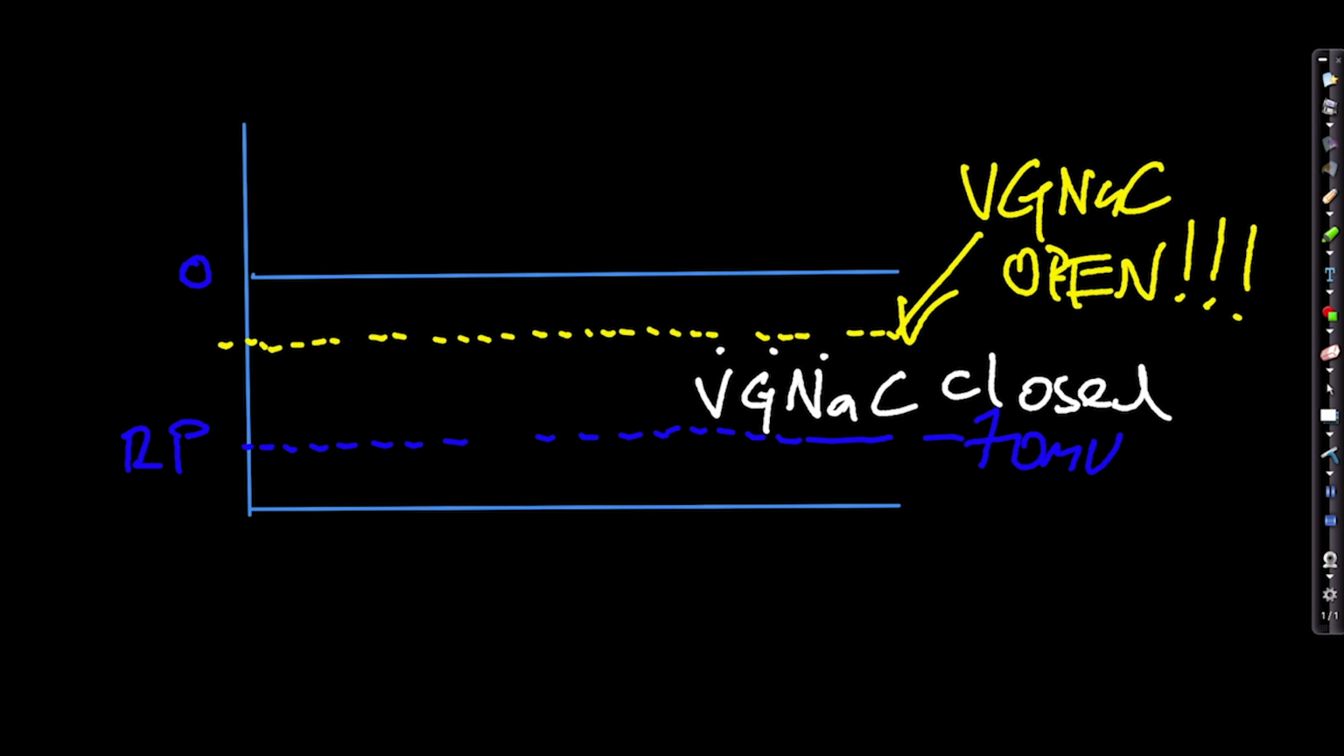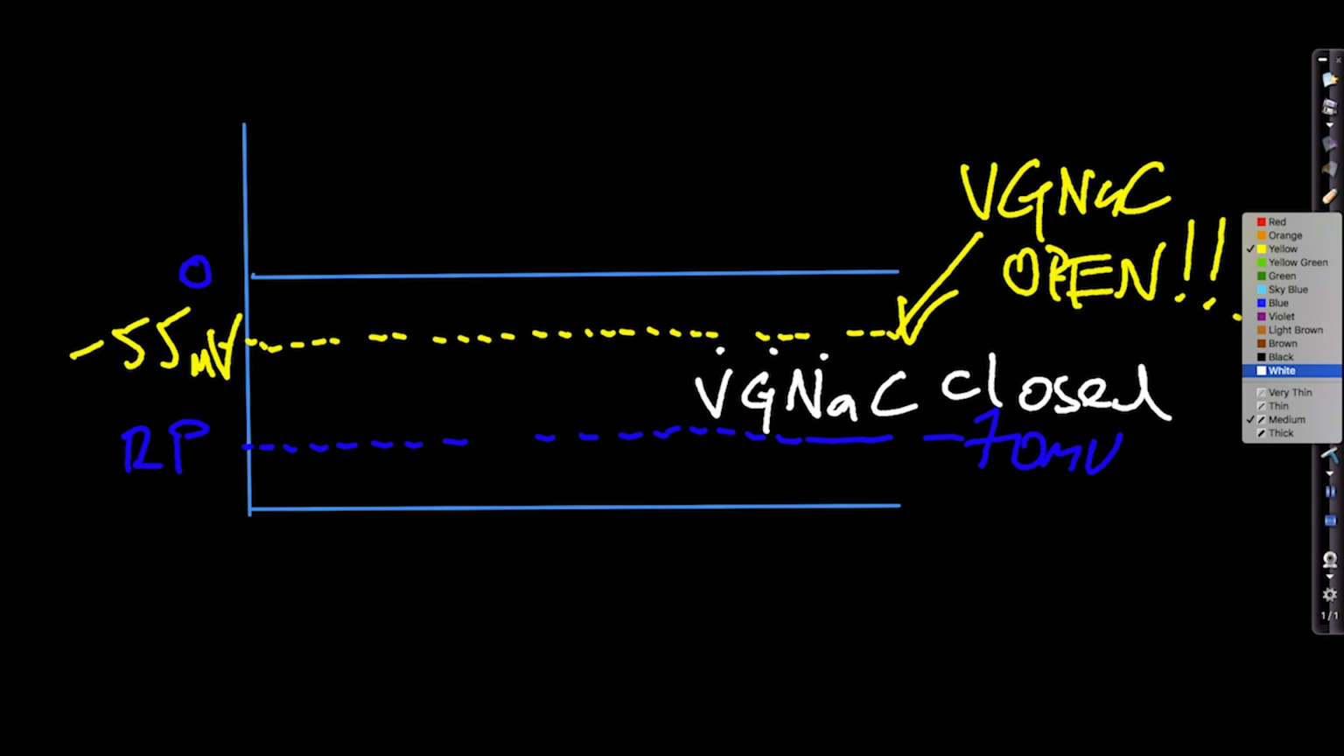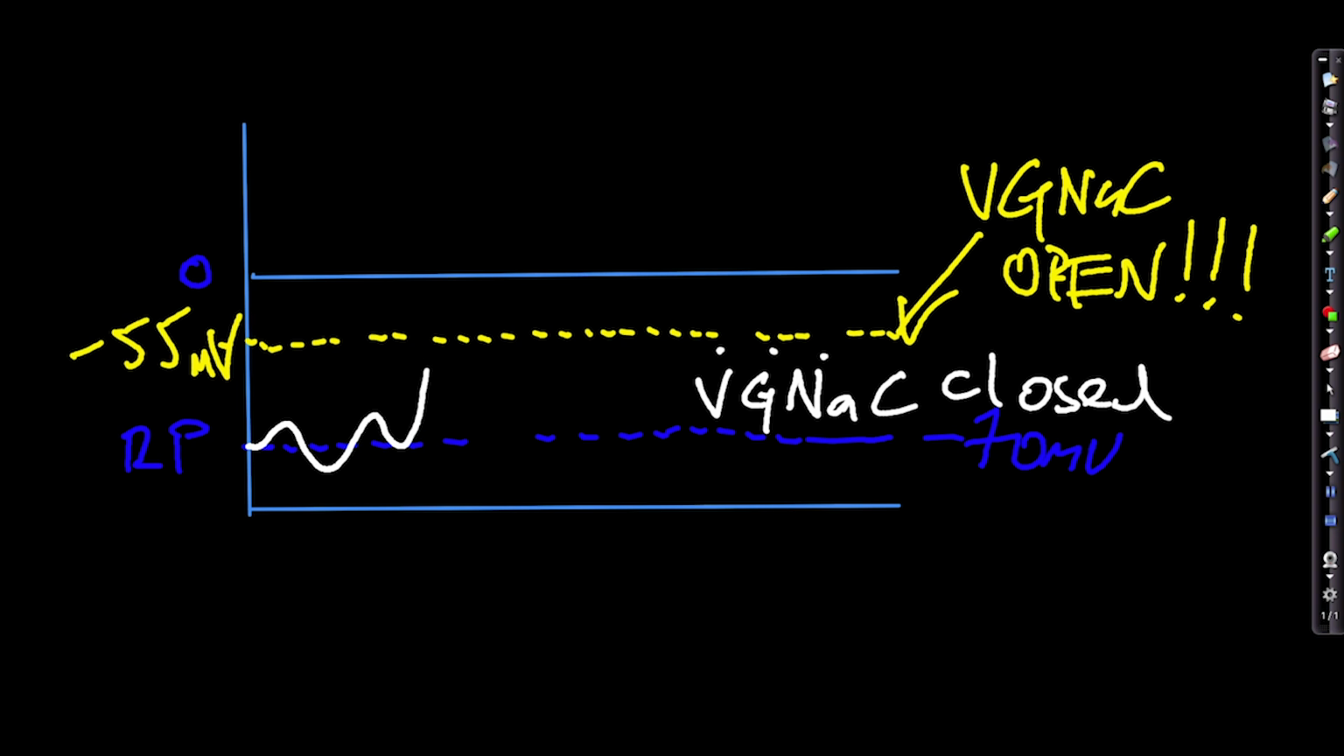And that is around minus 55 millivolts. So if the membrane potential, for some reason, which we will get to, is moving up and down and reaches this minus 55, then the voltage-gated sodium channels will open. Now, let's think about that.